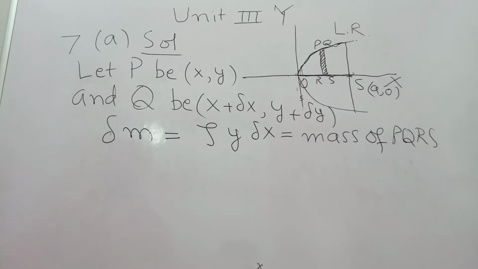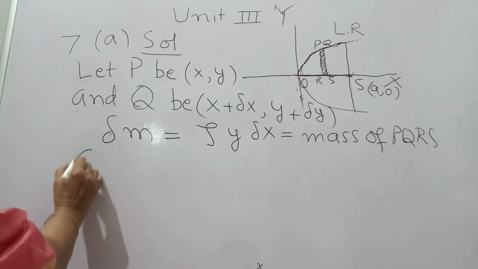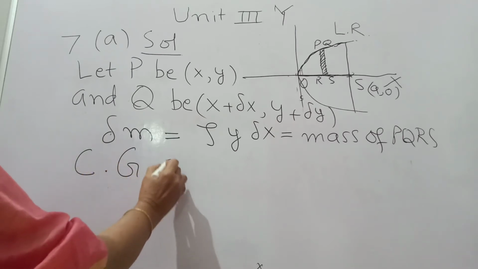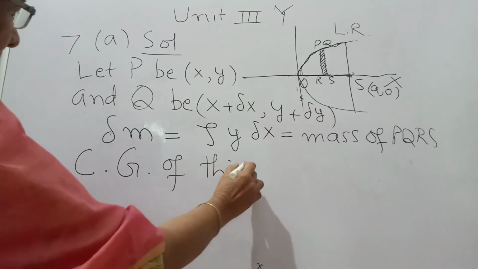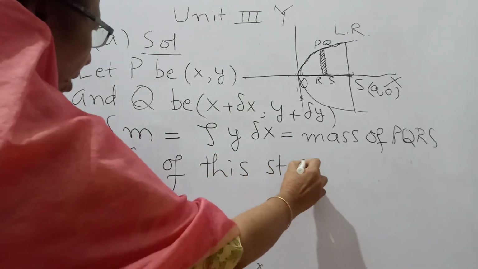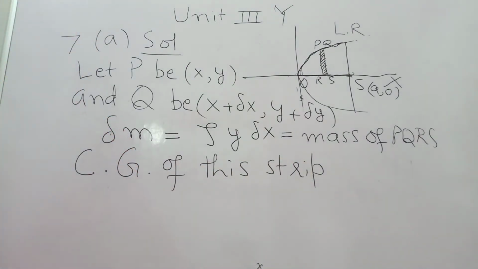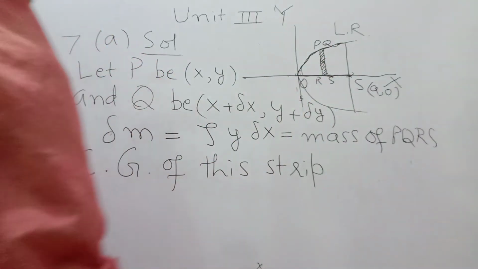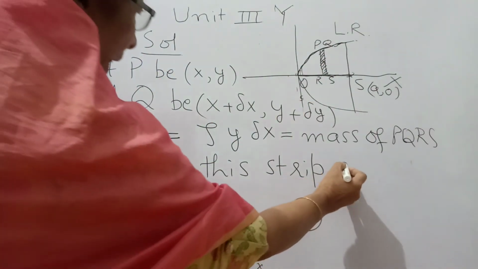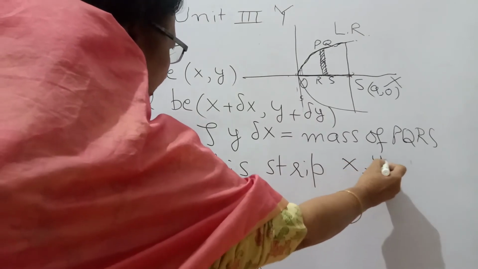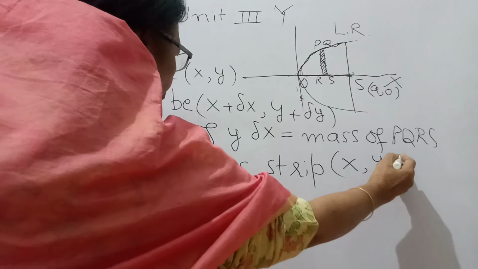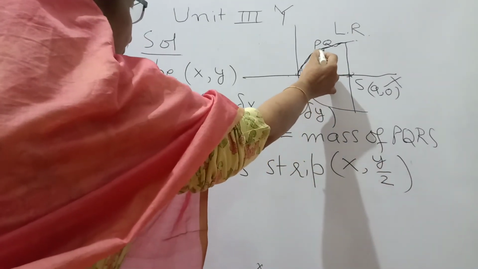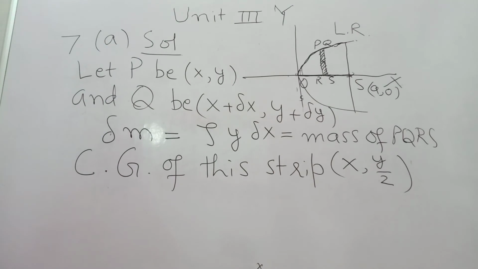Okay. Now we will use the formula. Its center of gravity of this strip. Now you can very easily find out its center of gravity. It is a uniform strip, so it will be somewhere here. So the coordinates for that will be x and y by 2. Why y by 2? Because it is here and this whole is y. So it will be x, y by 2.